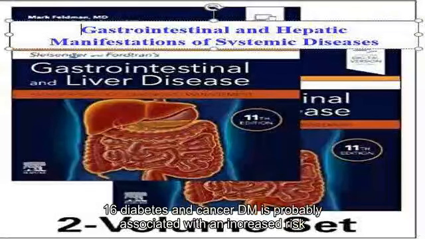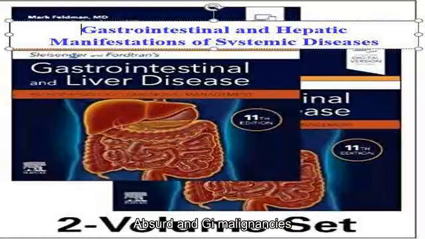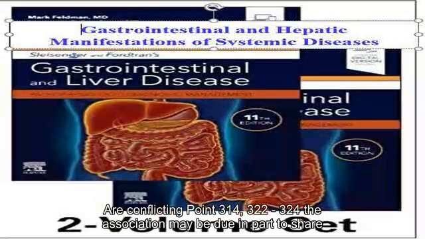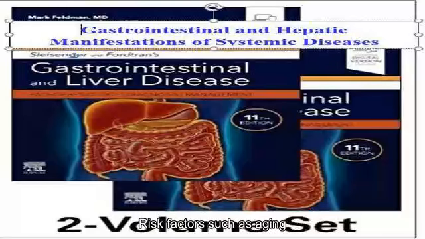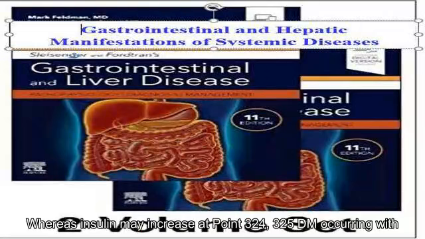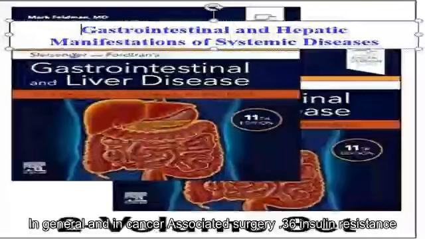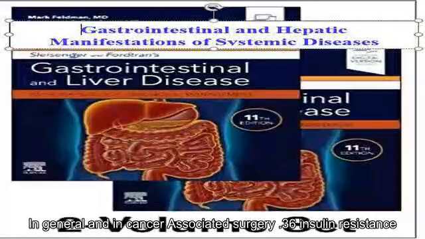DM is probably associated with an increased risk of certain GI malignancies, e.g., cancers of the pancreas, liver, colon, although the data are conflicting. 314, 322-324 The association may be due in part to shared risk factors such as aging, obesity, diet, and physical inactivity. Metformin may reduce the risk of cancer, whereas insulin may increase it. 324, 325 DM occurring with cancer increases mortality in general and in cancer-associated surgery.